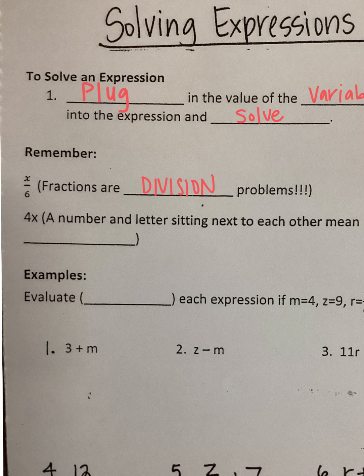When you see a number and a letter sitting next to each other, that means multiply. And the number will always go before the letter. Okay, when you see the word evaluate, that means solve. So if it says evaluate each expression, it's telling you solve each expression. It tells me that m equals 4, z equals 9, and r equals 1/6. Okay, and we're going to do a little bit of practice.